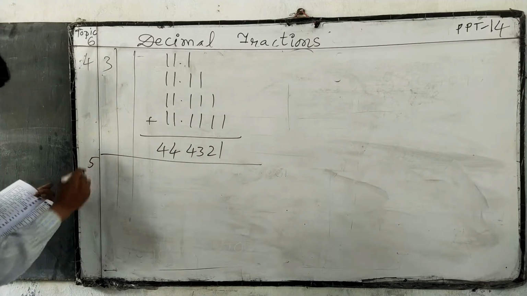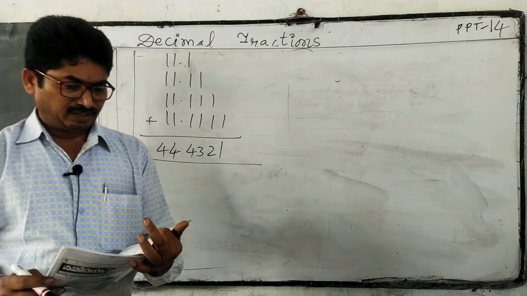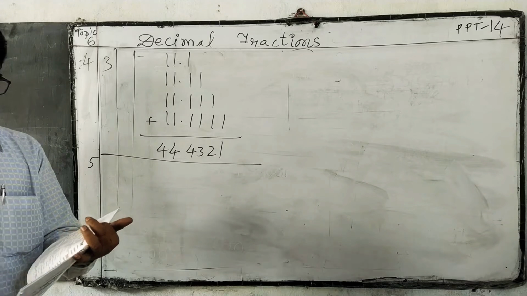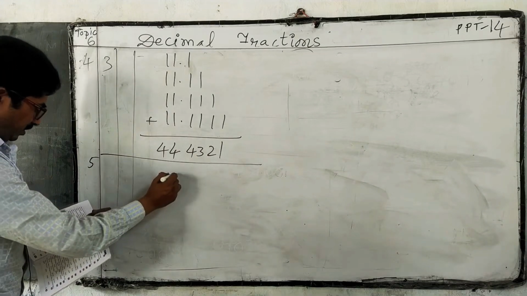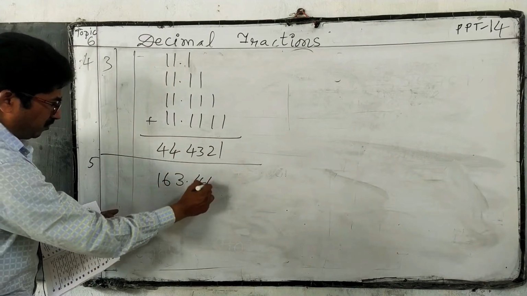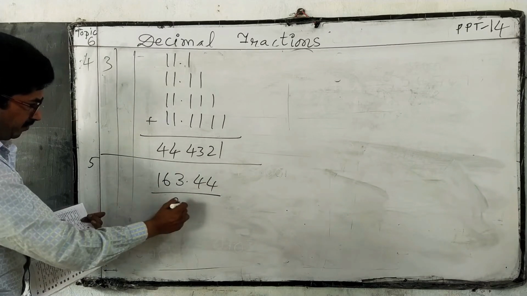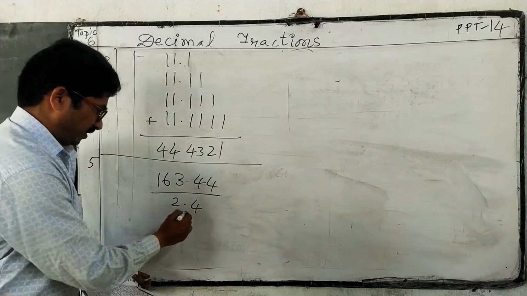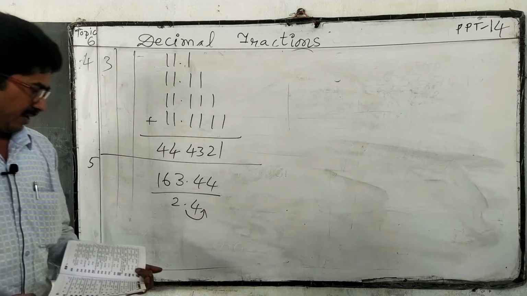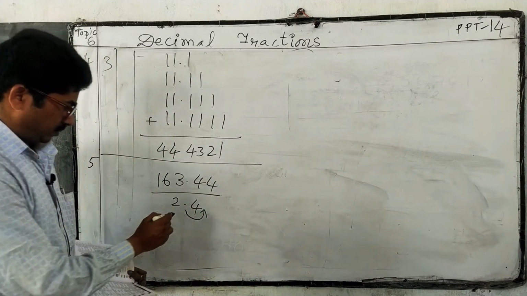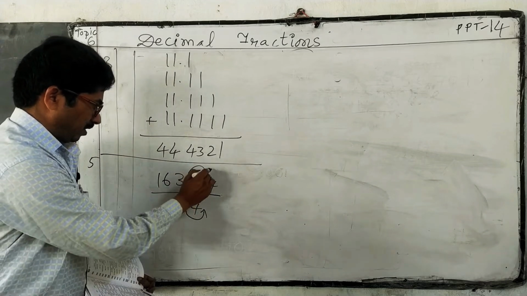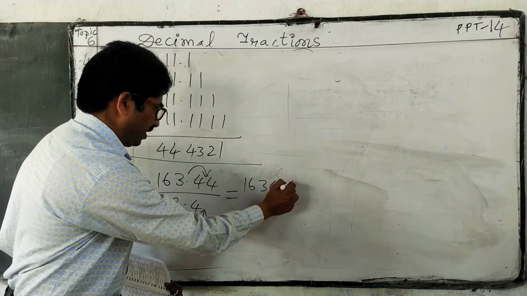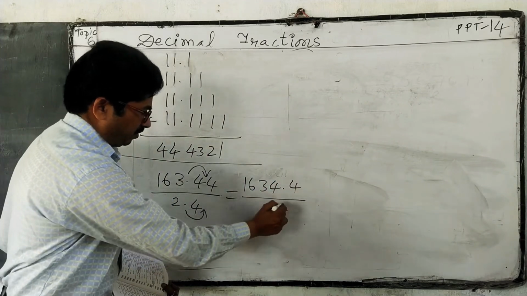Next, fifth one. What is the result of 163.44 divided by 2.4? To divide a decimal by a decimal, first we have to remove the decimal point in the denominator. So here one decimal place, 1634.4 by 24.